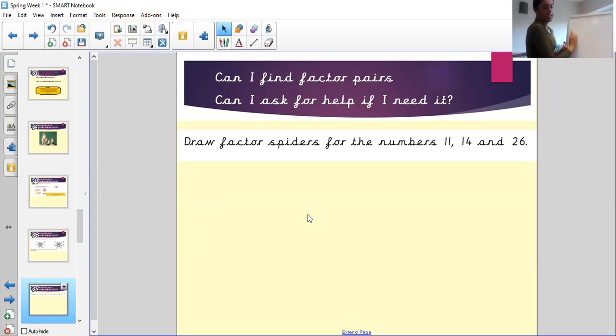Fantastic. Let's have a look at our number 14. So number 14, I'm going to draw in the middle, and there's my spider for 14. What is my first factor pair for 14? So in the 1 times table, 1 times 14 equals 14. Correct if you got that, well done. Also 2 times 7 equals 14 as well. Now if I keep going forward, there isn't any other factors of 14. So 14 has 2 factor pairs as well.